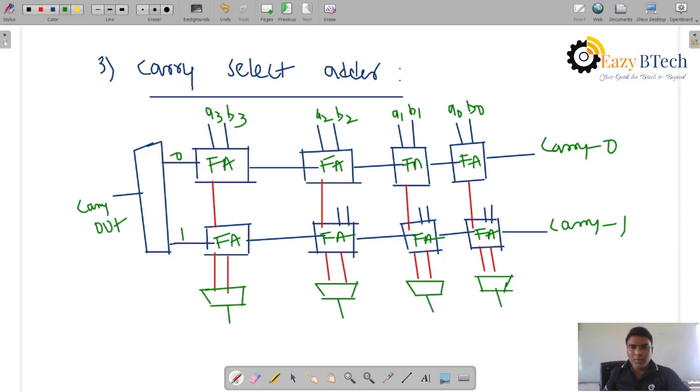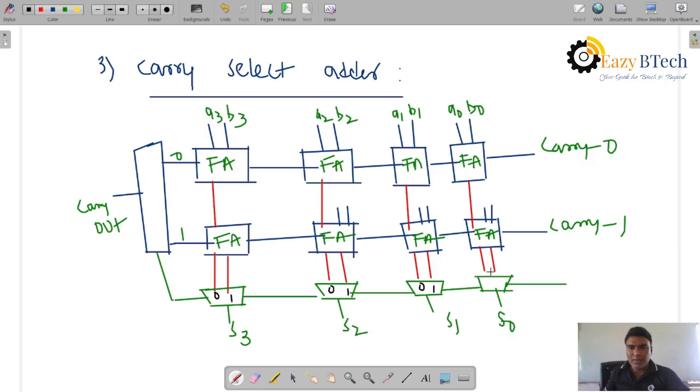Okay, carry out. We will take another one here, for selection of this one. The carry will be selected. The selection of carry will be zero or one. So the carry may at any time be zero or one. Here S0, S1, S2 and S3, right? So this is carry zero. We can take carry zero and carry one.